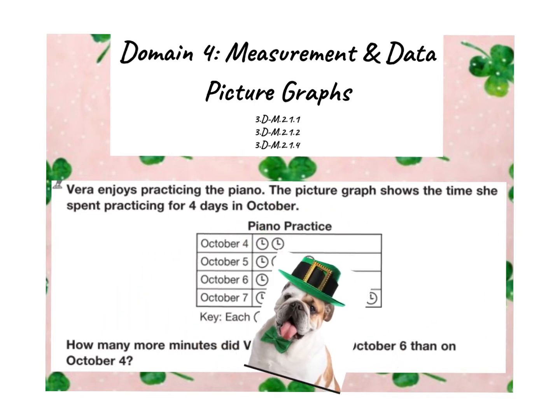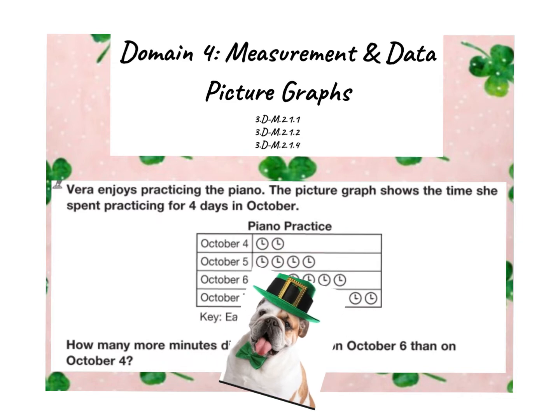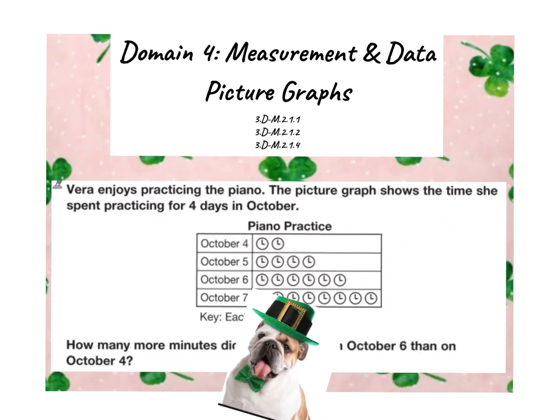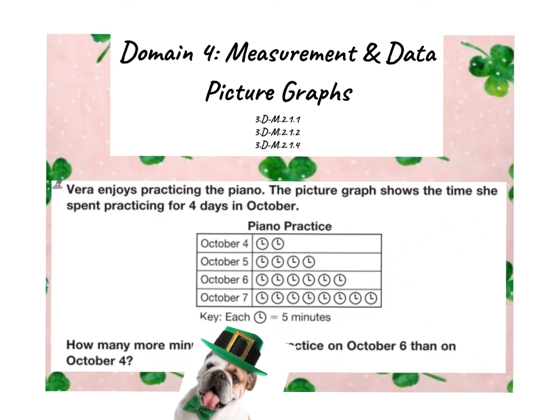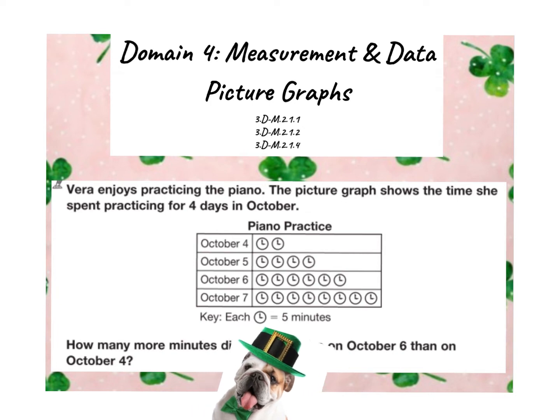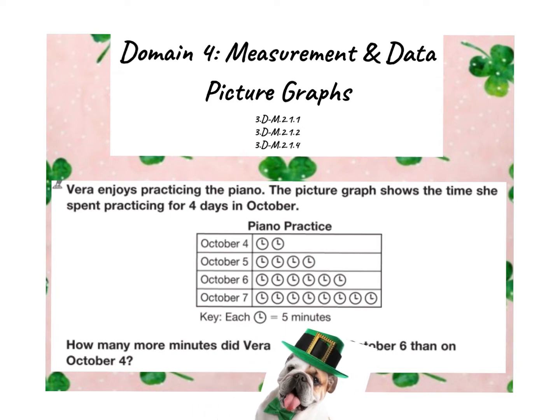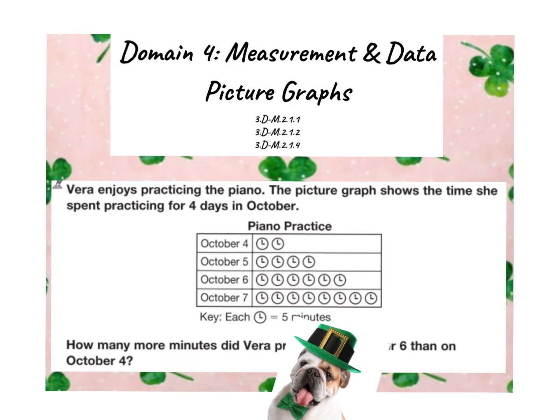So we can see that it's titled Piano Practice. We can see the categories from October 4th through October 7th, and we can look at that key. The key is the most important thing. Each clock doesn't represent one, but how many does it represent? How many minutes? 5. Good job.